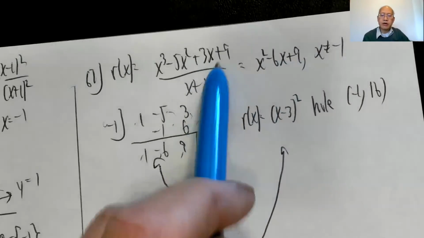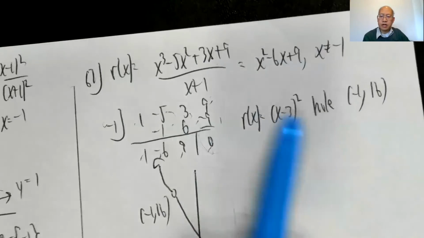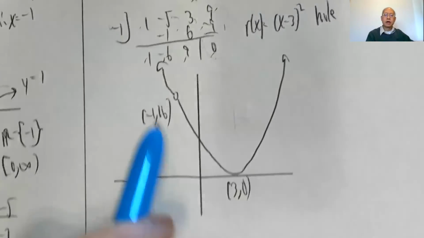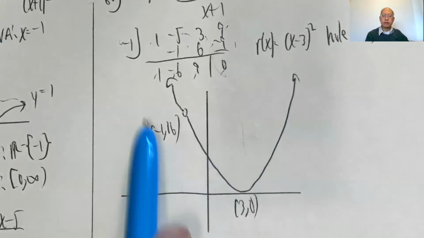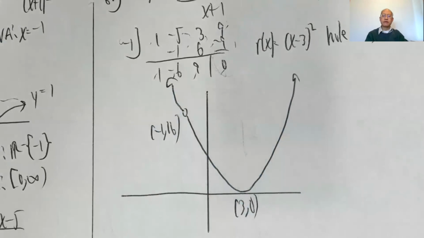Okay, so these are identical except at -1. (-1, 16) I have a hole. Other than that, it's a parabola. y equals x cubed, move 3 units to the right. So there it is. And there's a hole at (-1, 16). All right, so this is section 3.6 on rational functions.